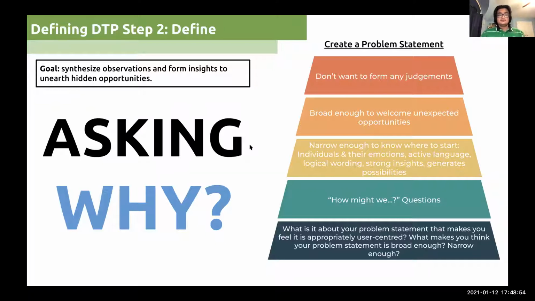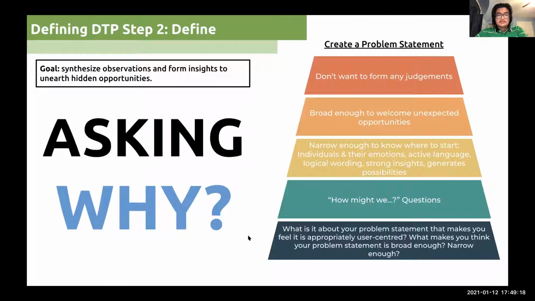It's enabling you to focus on the criteria we said earlier, which is it's narrow enough to know where to start, which is basically dessert. You've established the individuals and their emotions. You're using active language, and you're creating possibilities for any solutions that you want to develop. So how might we questions are a really good way of getting started.